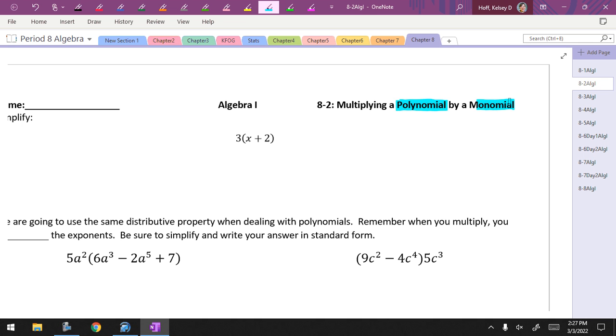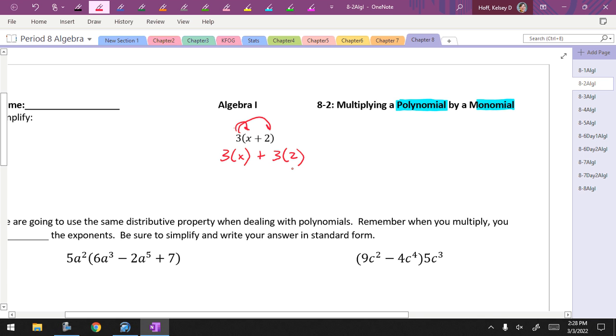Technically, you guys already do this. 3 times x plus 2. A monomial 3 is multiplied by a binomial x plus 2. What do we do when we have something like this? We distribute. We take 3 times x and 3 times 2. 3 times x is 3x. 3 times 2 is 6.